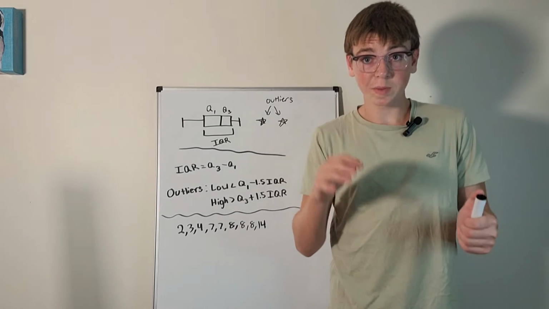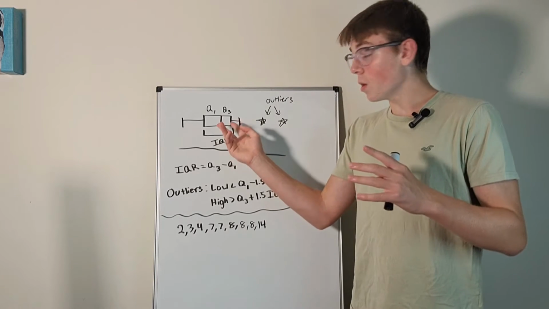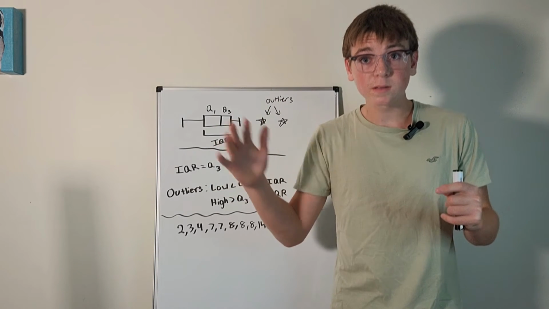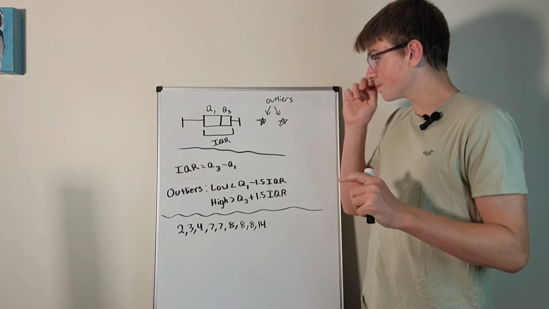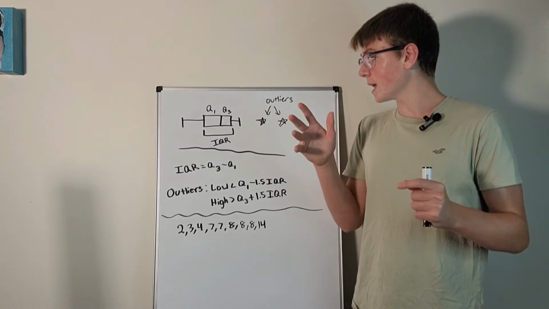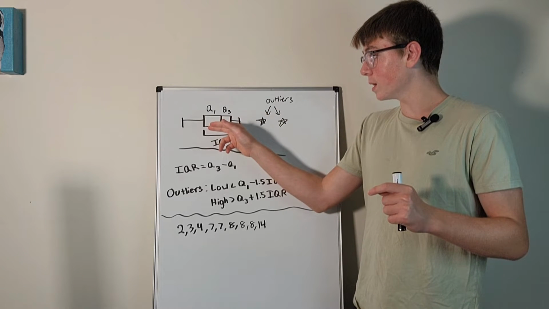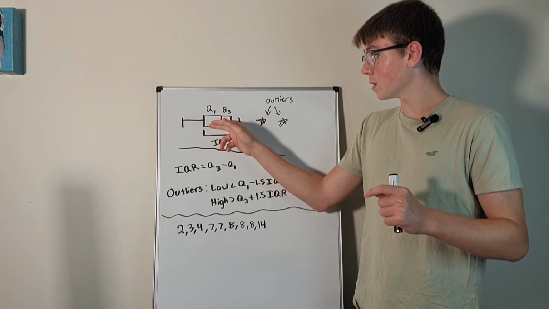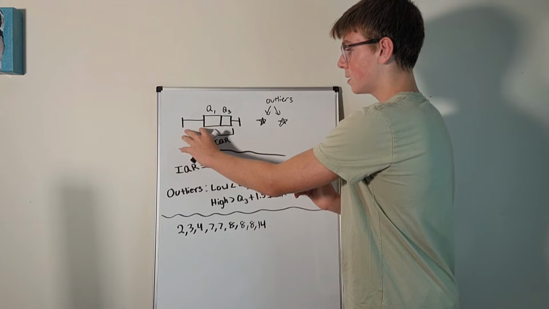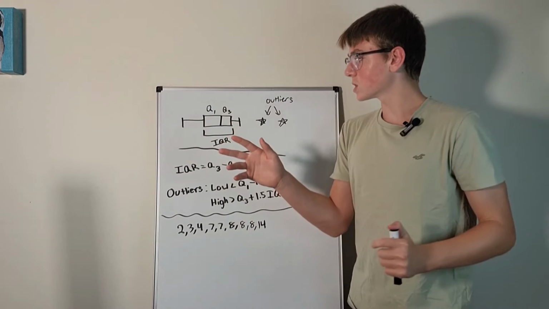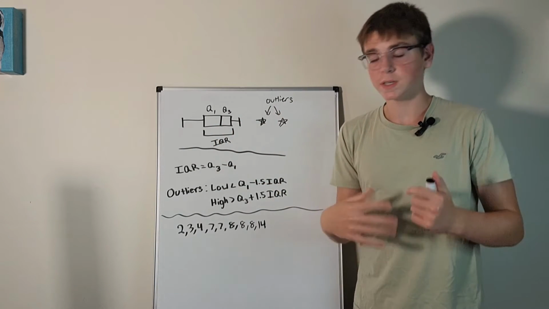Interquartile range just means the range of the middle 50% of points. So we know from Q1 to Q3, it's 50% of the points. So what this is saying is Q3 minus Q1 will give us the range of both of these boxes, so the middle 50% of points.